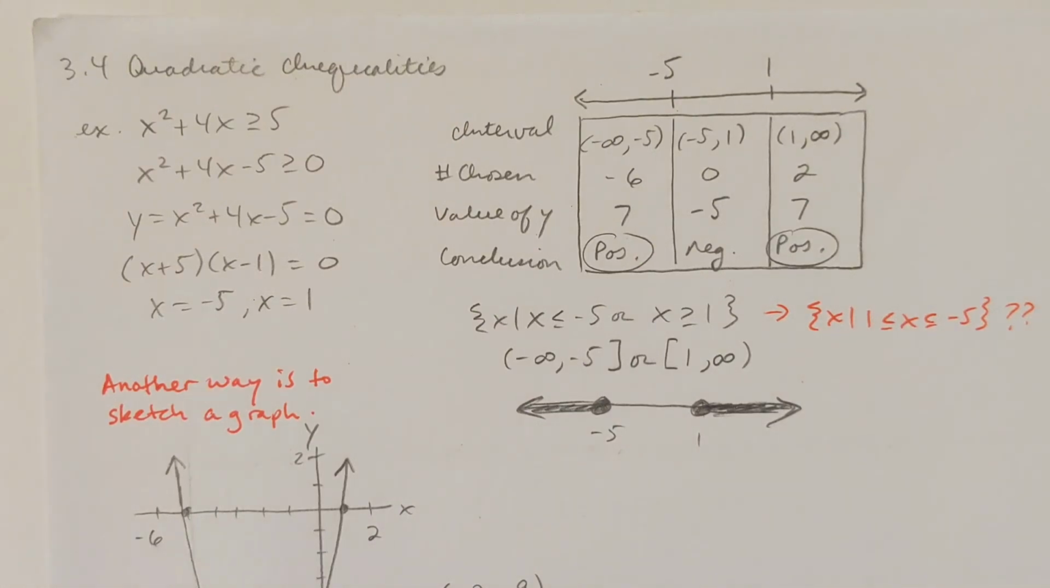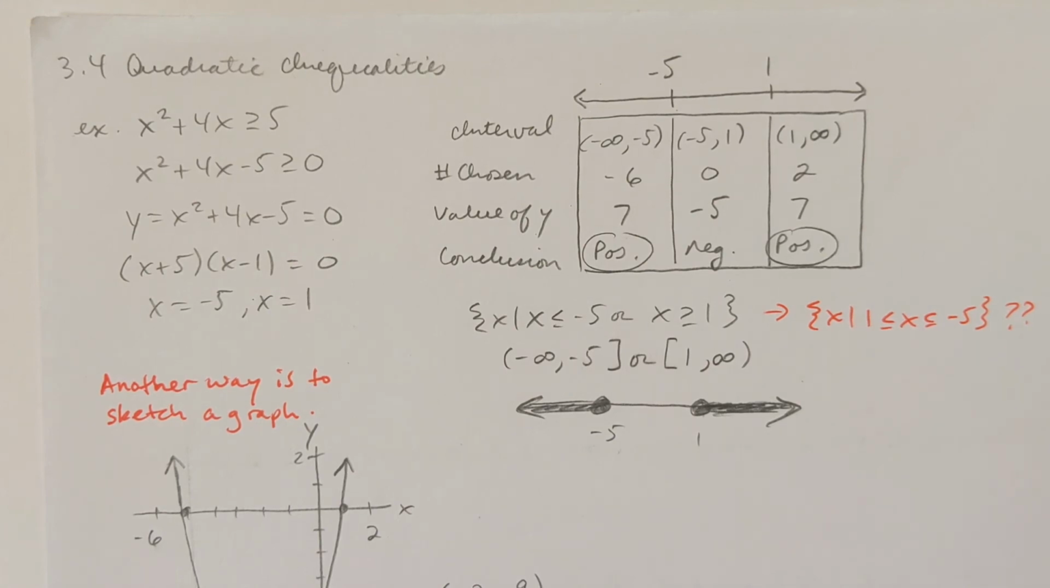Okay, the last section that we'll cover in chapter 3 is 3.4. The last section that we've been doing with all the worksheets has been part of section 3.1, just so you know. In 3.4, we're going to talk about quadratic inequalities.